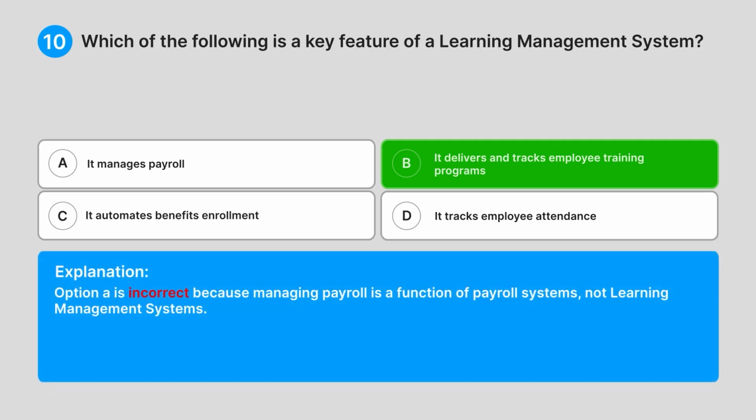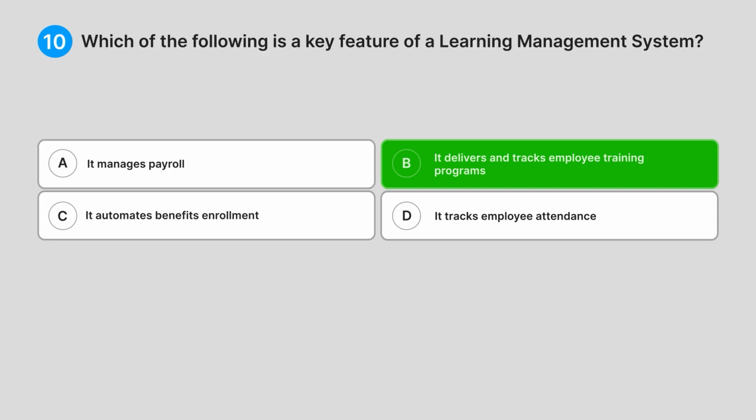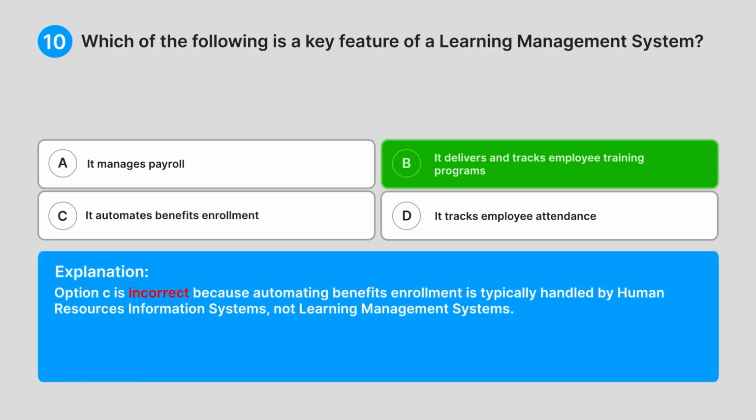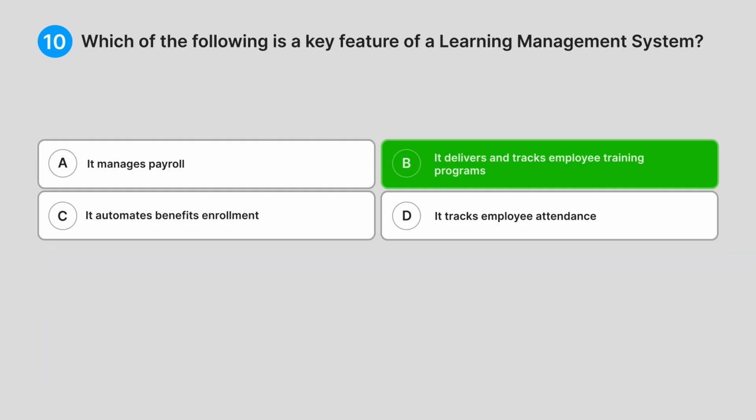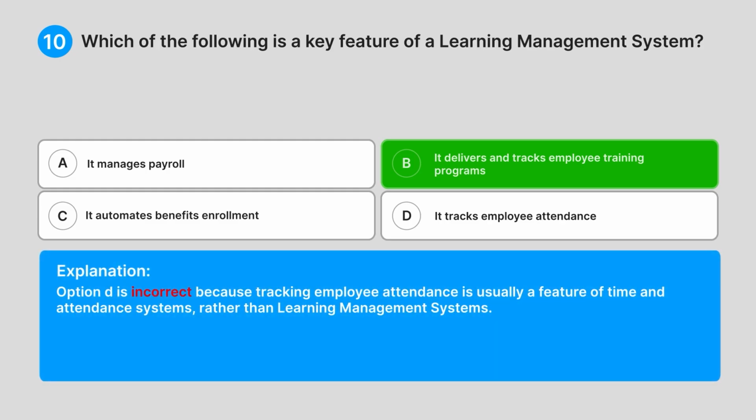Option A is incorrect because managing payroll is a function of payroll systems, not learning management systems. Option C is incorrect because automating benefits enrollment is typically handled by human resources information systems, not learning management systems. Option D is incorrect because tracking employee attendance is usually a feature of time and attendance systems, rather than learning management systems.